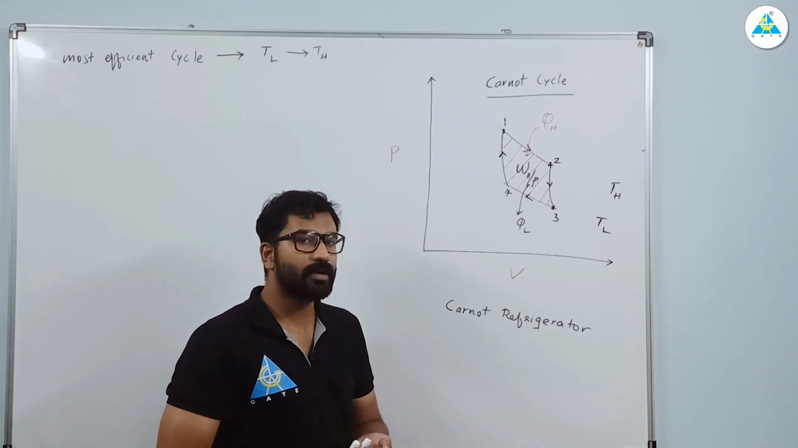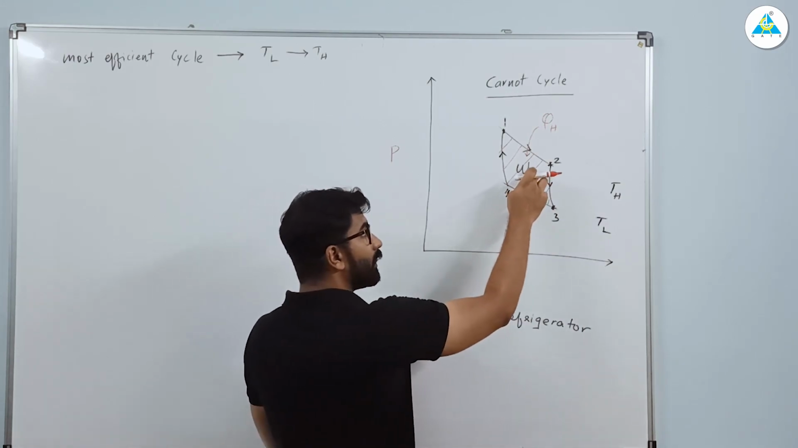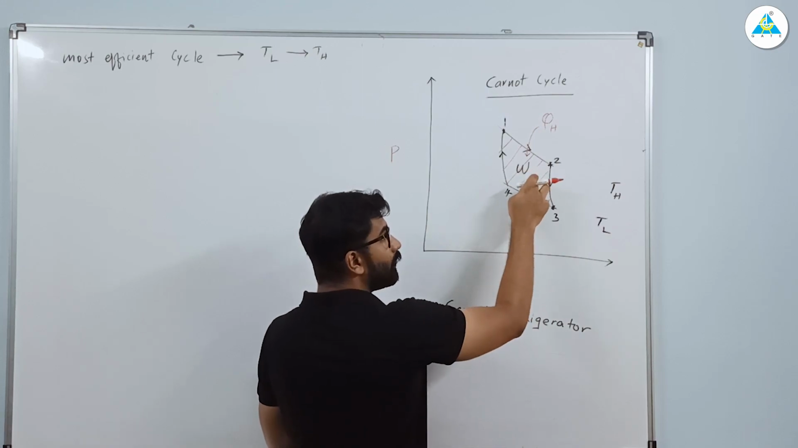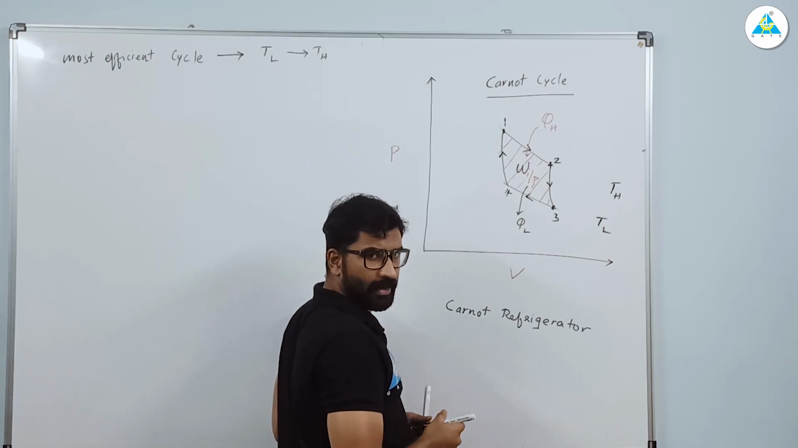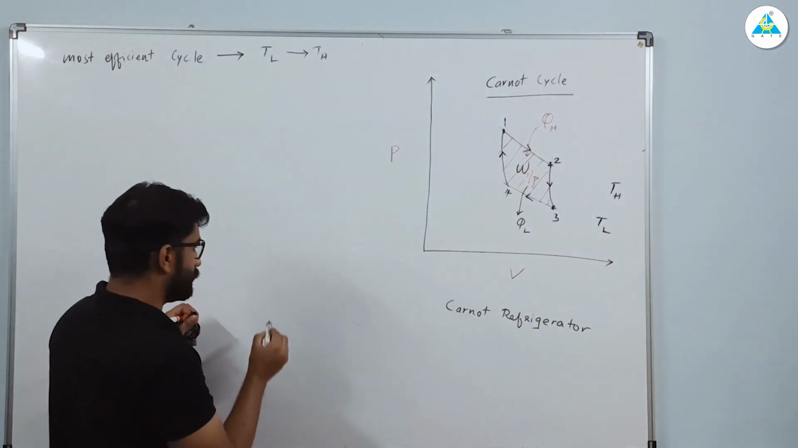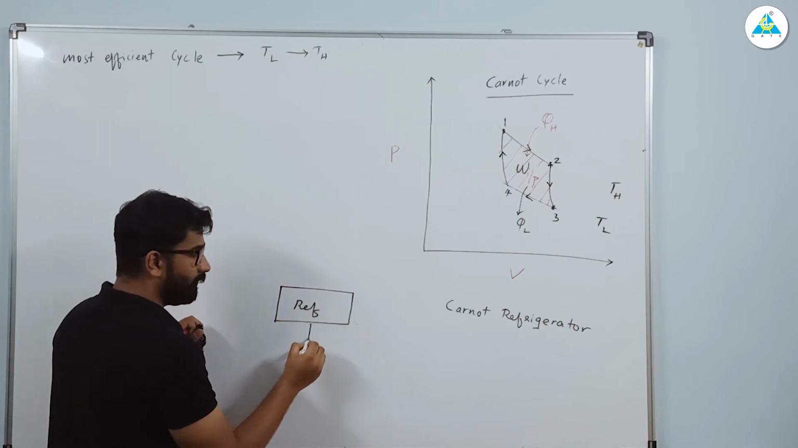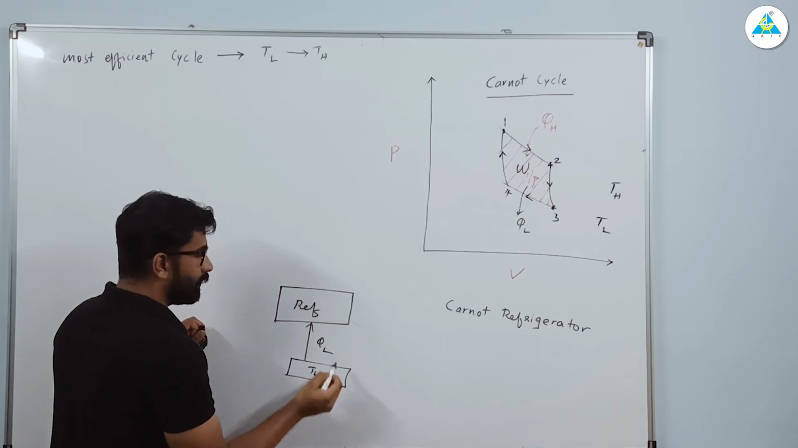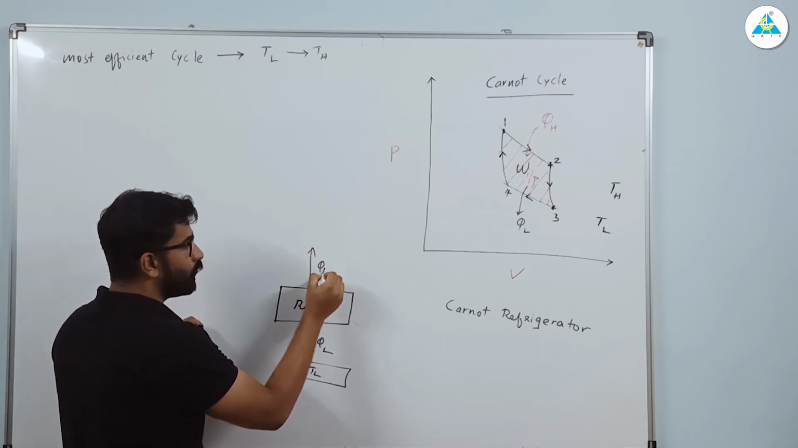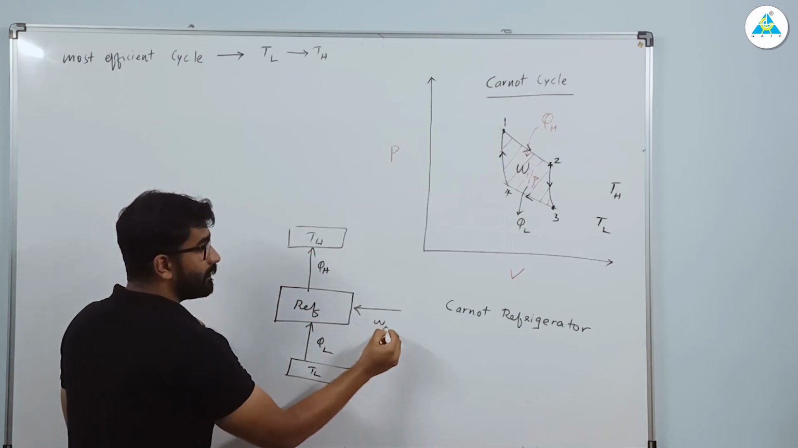What is the difference between a heat engine and your refrigerator? Instead of this work output, you will have a work input. Same thing, right? If you remember, what was your refrigerator block diagram? We will be taking QL from your freezer compartment, and we will be rejecting QH to the surroundings by the use of a work input.